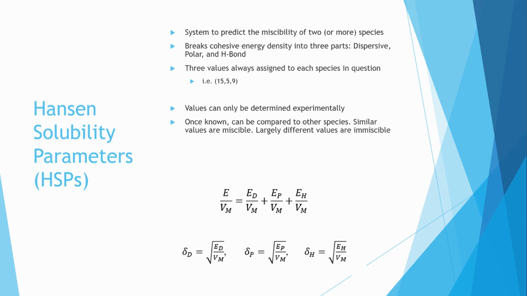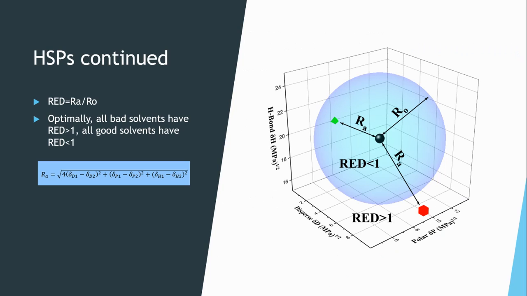Once we determine the HSP values of a particular species, we list those values in coordinate form, and that tells us the specific dispersive, polar, and H-bond values respectively for that species. Now, these values can only be determined experimentally through solubility tests, which I will discuss more in detail later. However, once these HSP values are known, they can be compared to other species in order to predict the miscibility between two species. As a general rule of thumb, species with similar HSP values are miscible, whereas species with largely different HSP values are immiscible.